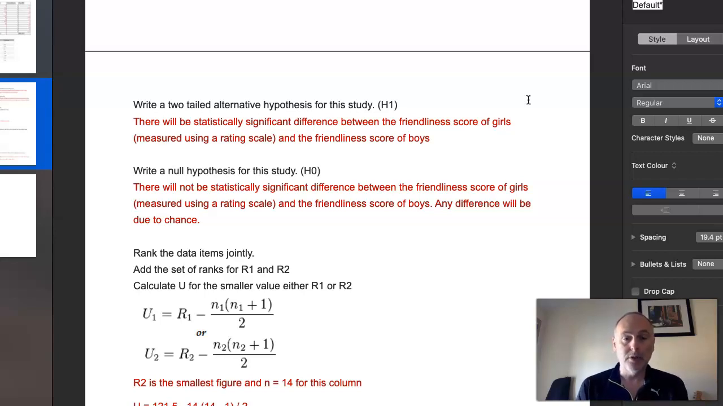And also we have a null hypothesis. A null hypothesis simply says that actually there might be a difference, but it won't be statistically significant. So don't worry about it. It's been caused by some sort of chance event.